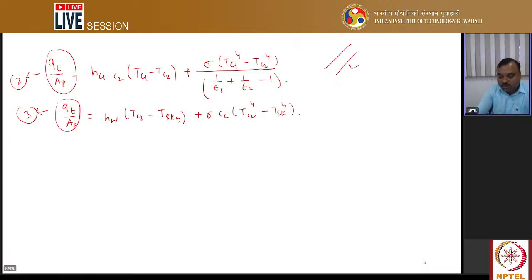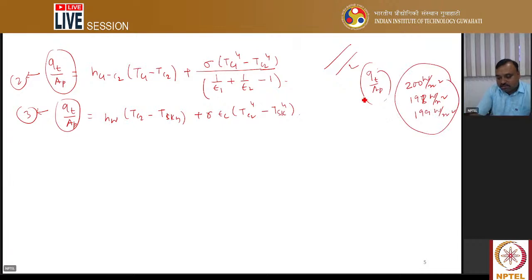Okay. Then what we can find out is the QT by AP average. So if it is the same or very close, for example, in a situation where you are getting a value of say 200 watt per meter square in one case, maybe 197 or 198 watt per meter square in the second case, and maybe 199 in the third case, then you can take the average, and what you will get, 199, is the correct value.